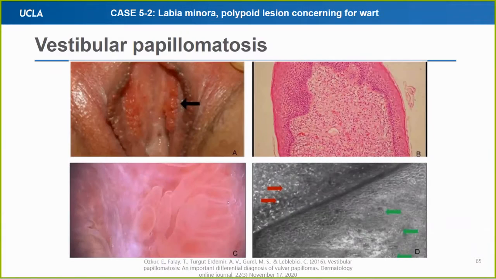Vestibular papillomatosis is likely a normal anatomic variation of the vulva that presents as 1 to 3 millimeter asymmetrically distributed papules. On microscopic exam, as we saw in the case, the lesions consist of polypoid squamous mucosa with no HPV viral cytopathic effect. So just keep in mind that this is in the differential for vestibular lesions.